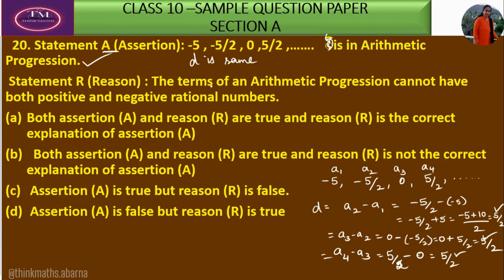Now the reason: the terms of an arithmetic progression cannot have both positive and negative rational numbers. But here we proved that this series is an arithmetic progression, and it has both positive and negative rational numbers. So we cannot say that an arithmetic progression cannot have both positive and negative rational numbers. So this is false. That means C is our correct choice. Assertion A is true, but reason R is false. So C is our right choice.